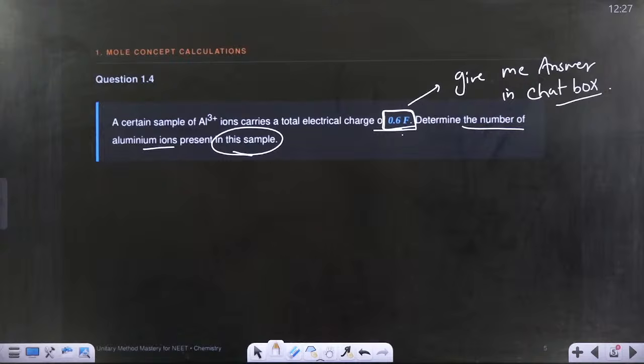How many aluminium ions are there? Give me the answer in form of Na, Avogadro number.